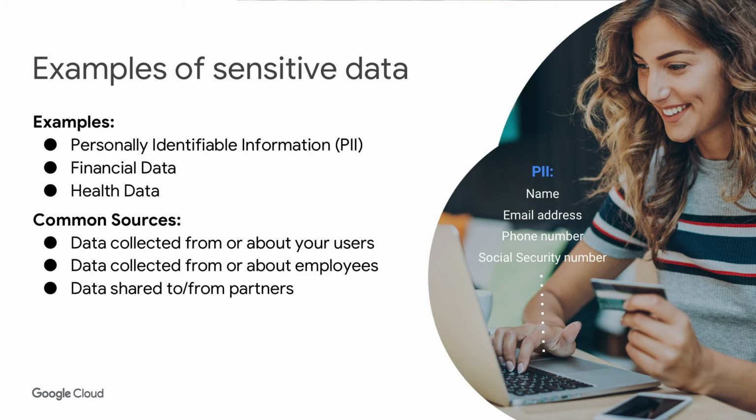It might be related to financial data, health data, and it could come from a variety of sources. It could come from your users, your employees, or it could also be something that is shared between your partners. And so sensitive data can enter into your enterprise in a lot of different ways. And as you're building your APIs, since you're interacting with all of these sources, we want to show you how you can protect and understand where the sensitive data is flowing throughout your enterprise.